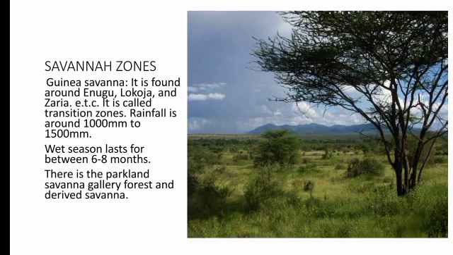We want to look at the second type, which is the savanna zones. The savanna zone is made up of the Guinea savanna. And apart from the Guinea savanna, we say we have the Sudan savanna and we have the Sahel savanna. Before we look at the Guinea savanna, I want to let you know that savanna regions are grassland. They are not forest areas. They are grassland, areas that are occupied by mainly grasses.